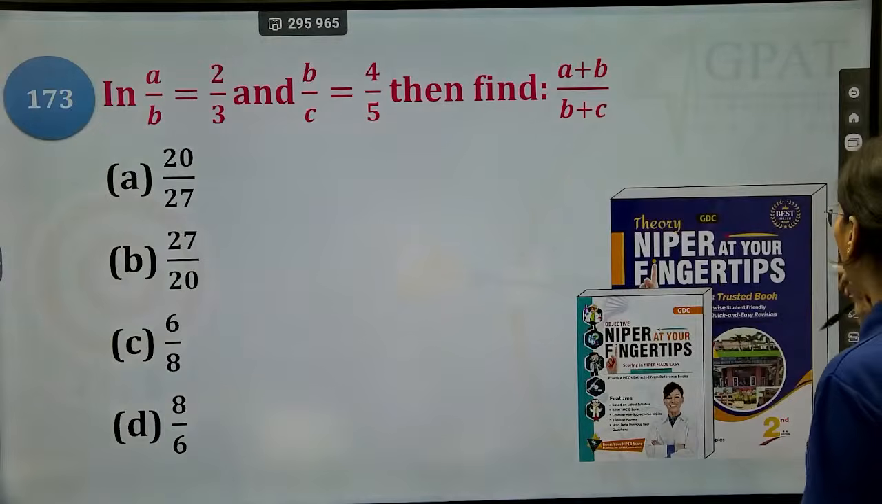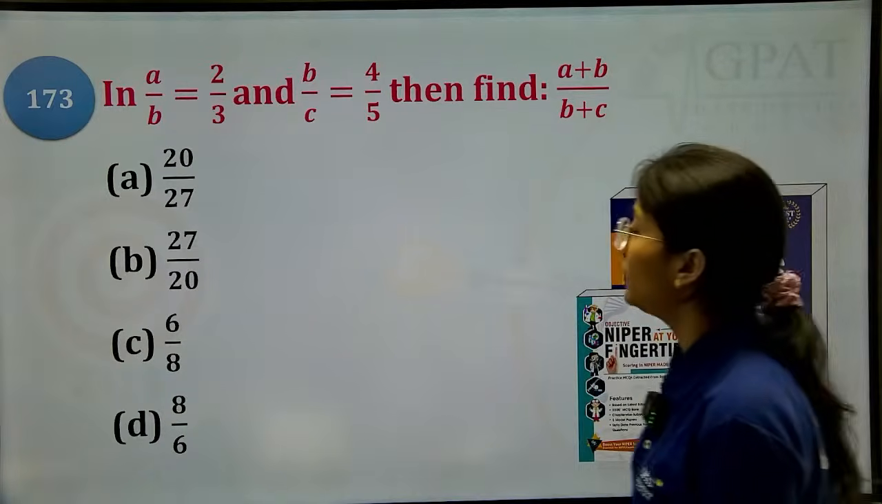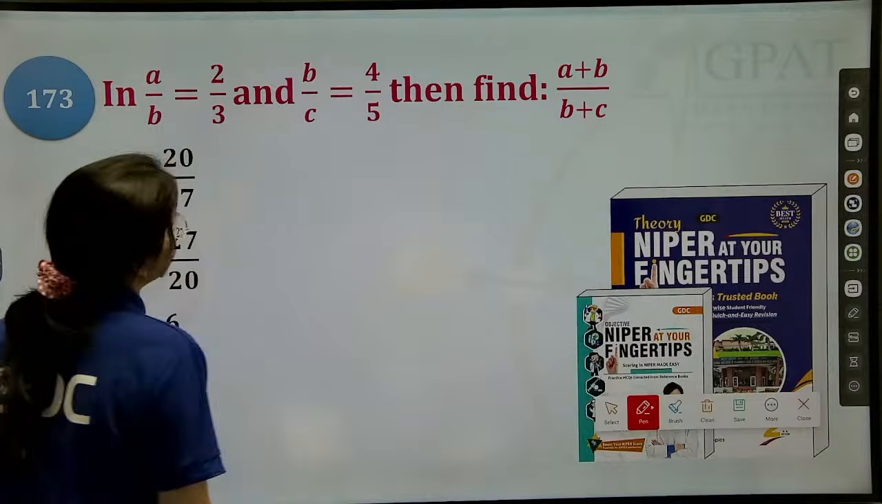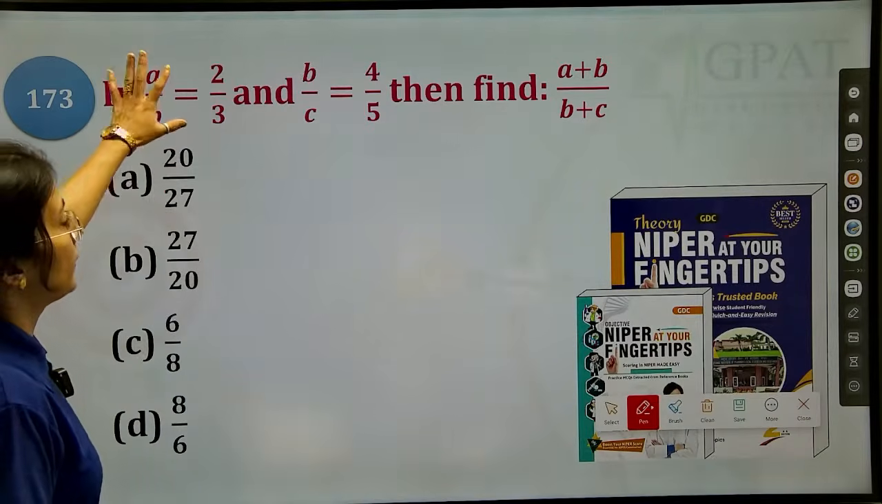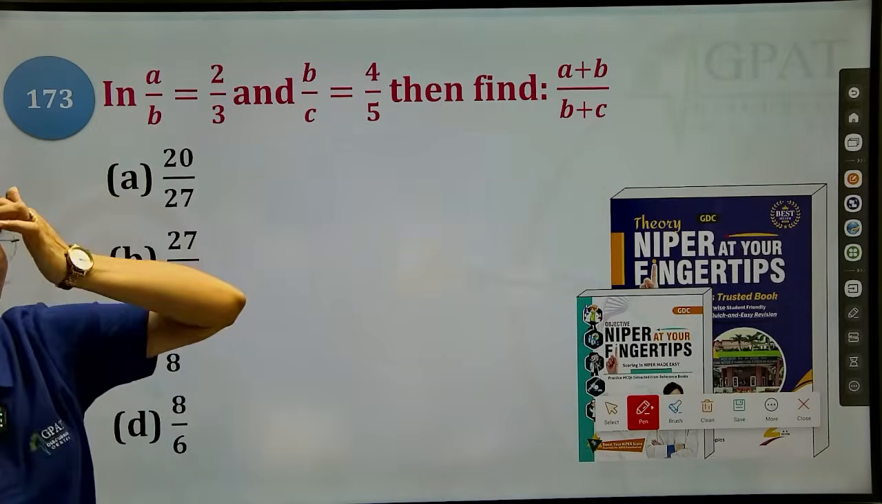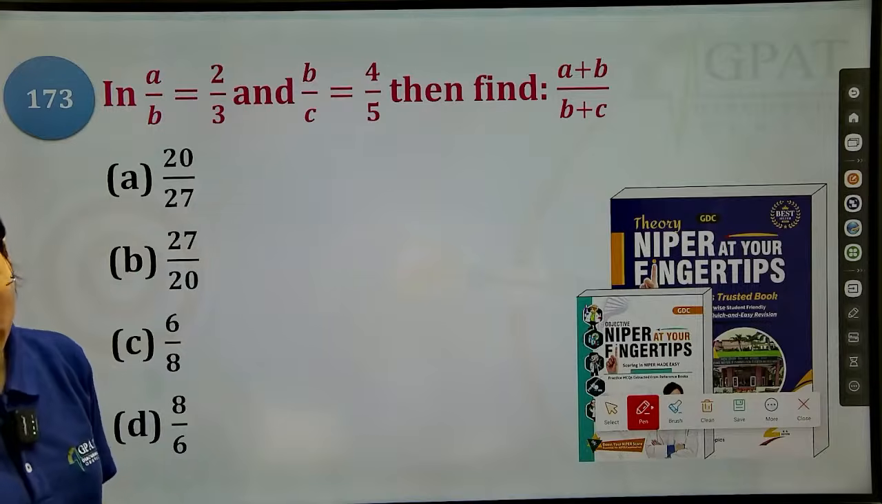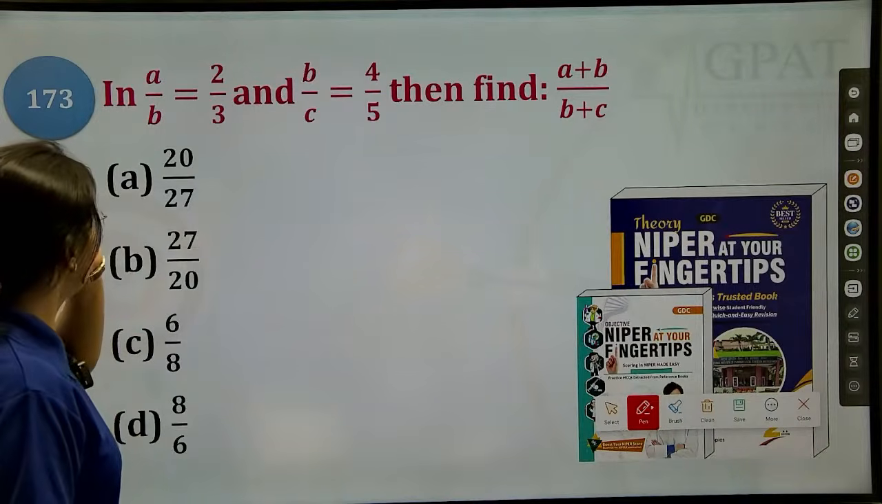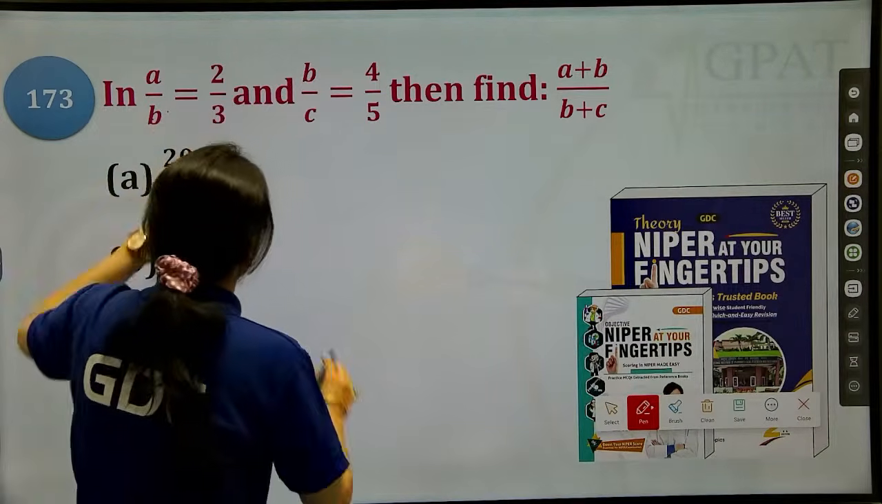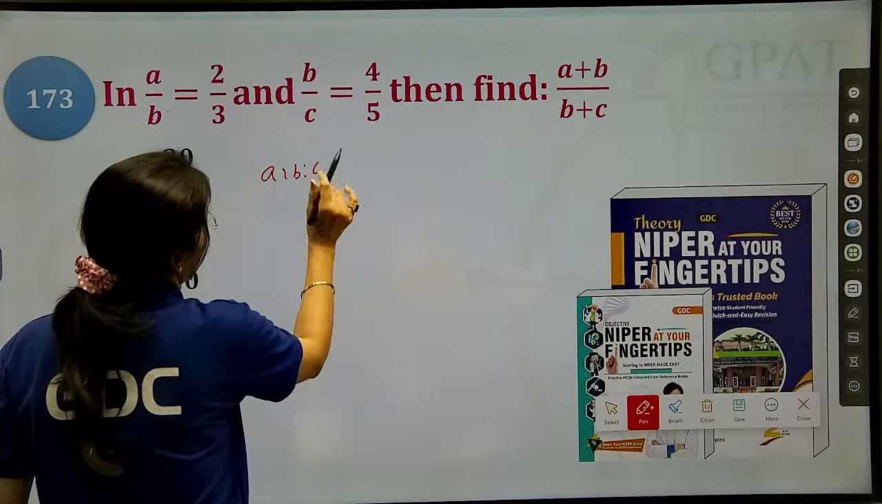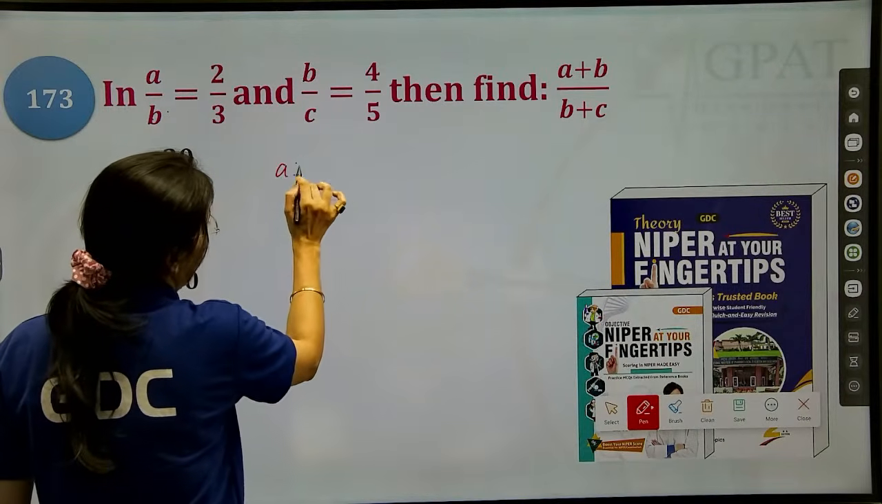Now move to another question, that is question number 173. A by B is equal to 2 by 3 and B by C is equal to 4 by 5. We have to find A plus B upon B plus C. First we have to find the A ratio B ratio C. That is our target.